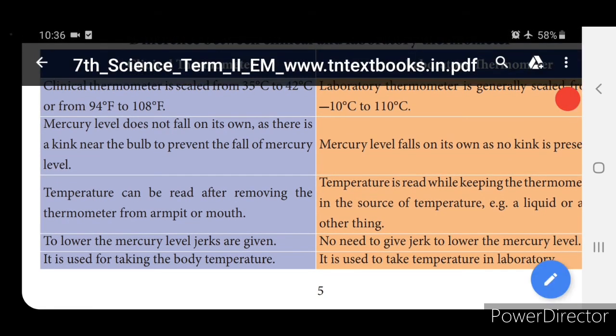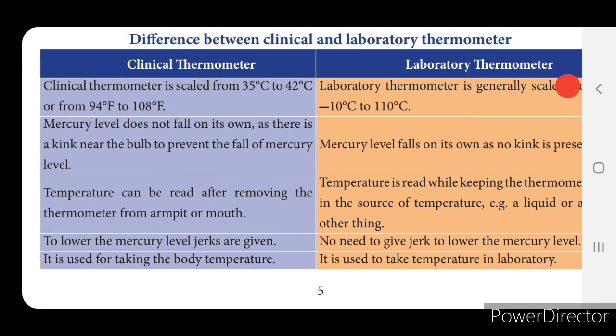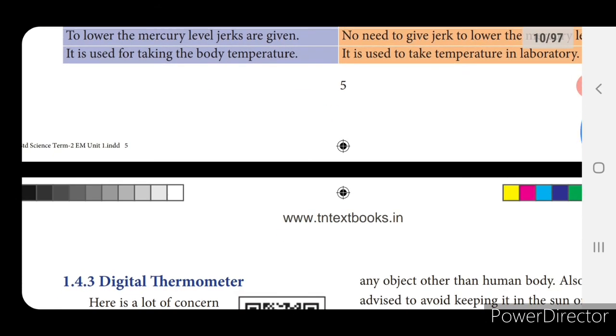In a clinical thermometer, jerks are given to lower the mercury level, but there is no need to give a jerk in a laboratory thermometer. A clinical thermometer is used for taking body temperature, and a laboratory thermometer is used to take the temperature in the laboratory. This is also an important 5-mark question which is often asked.